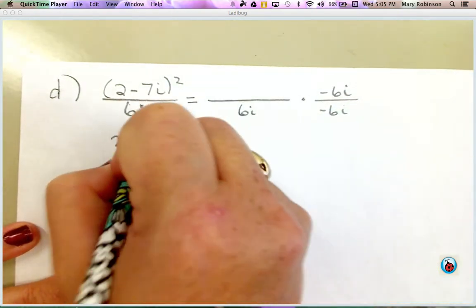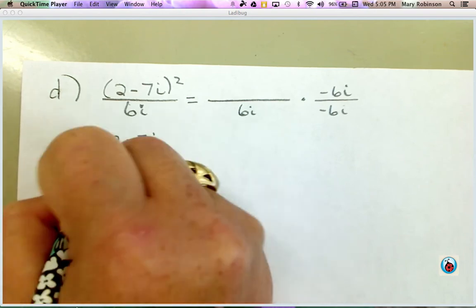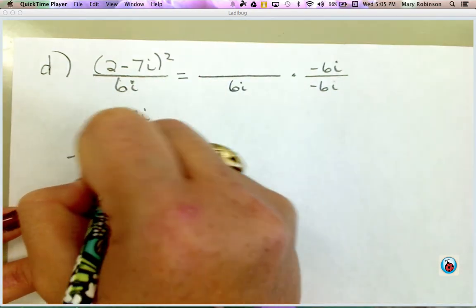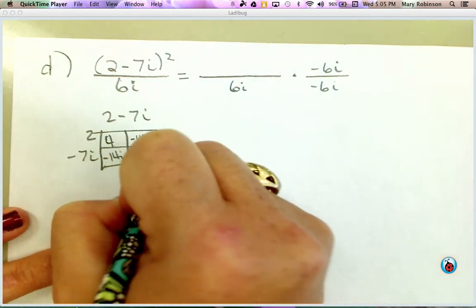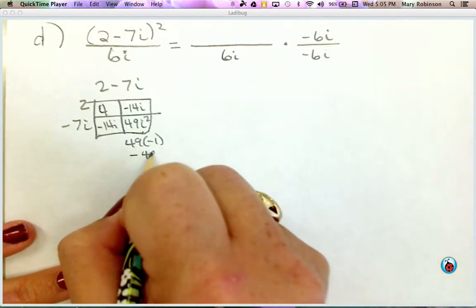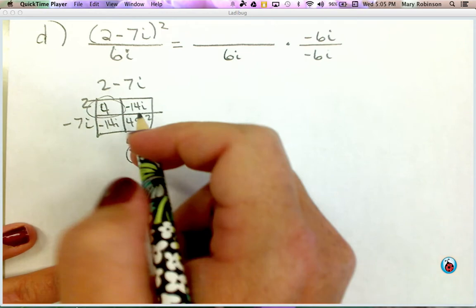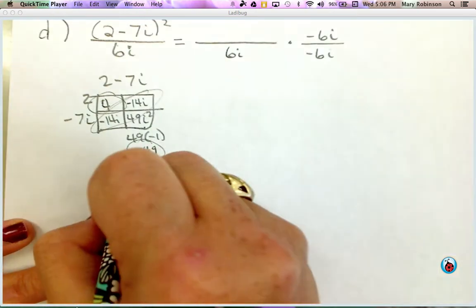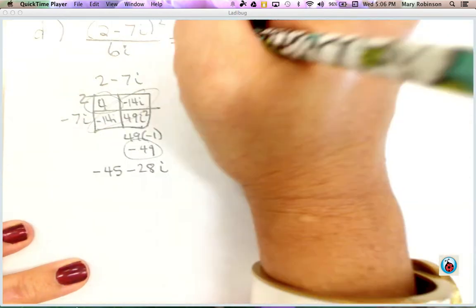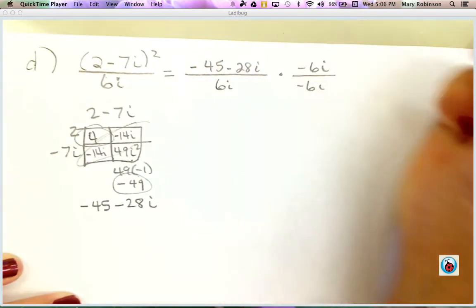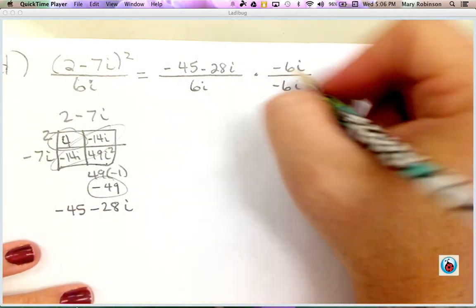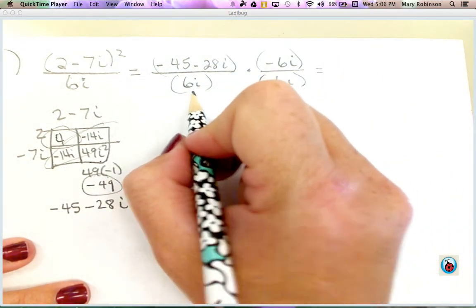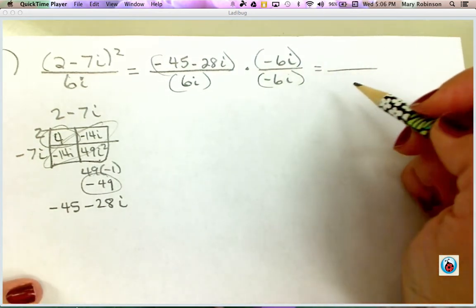So I'll come over here and do the box for 2 minus 7i. That gives me 4, negative 14i, negative 14i, positive 49i squared. 49 times negative 1 is negative 49. 4 and negative 49 make negative 45, while negative 14 minus 14 is negative 28i. So I've got negative 45 minus 28i all over 6, which I then need to multiply by negative 6i.